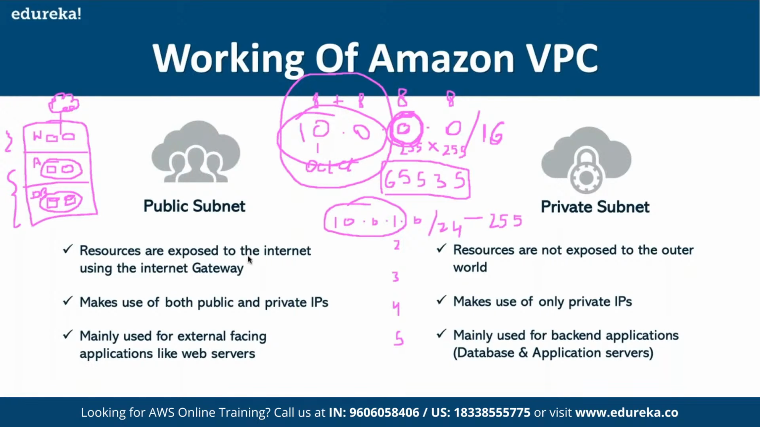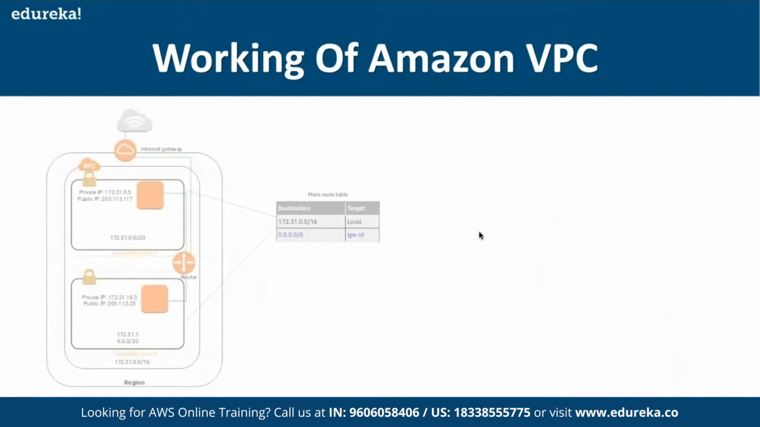See, resources are exposed to the internet using the internet gateway. When you create an internet gateway attached to the subnet, that becomes public. Similarly, when private subnets are attached to a route table which does not have an internet gateway, that becomes private. So that's the logic behind it. You can see here, you have an internet gateway. Internet gateway is nothing but what helps you connect your resources to public and private.